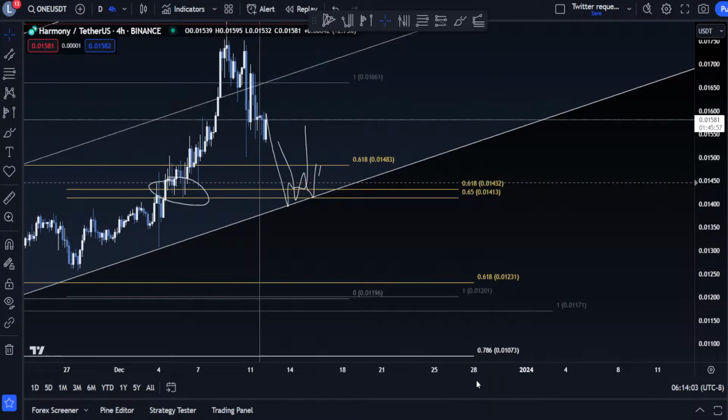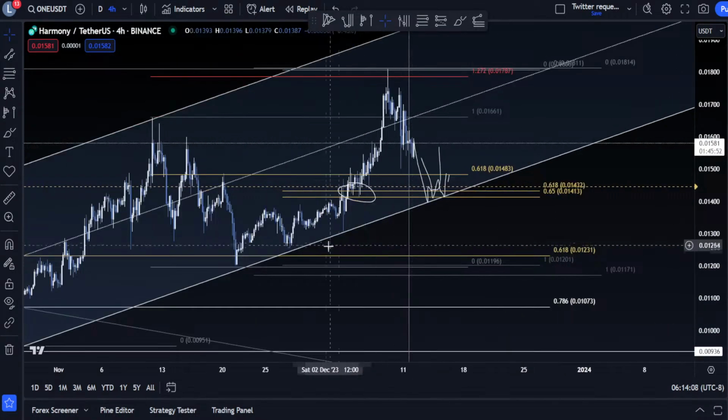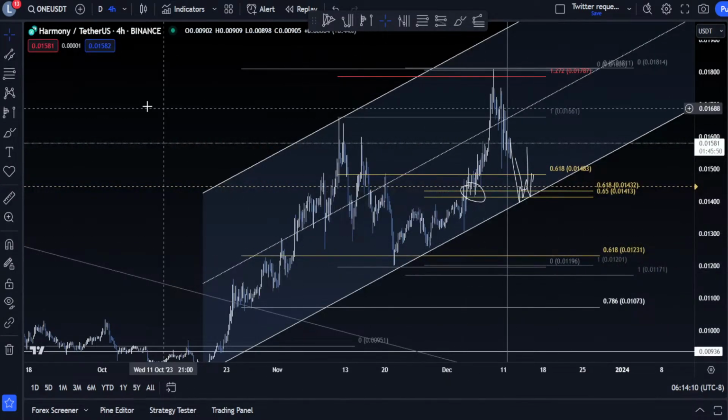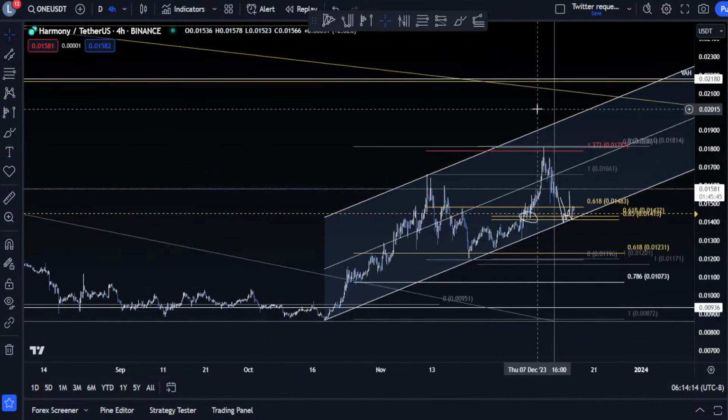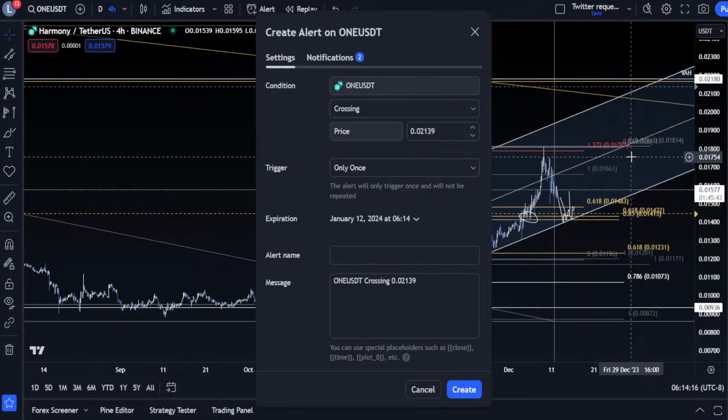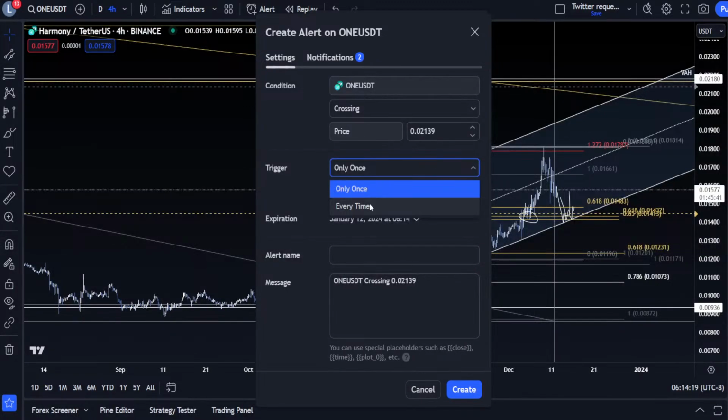But I'm not sure if price comes there. Otherwise, coming back and retesting these lows. Obviously, we can rally from anywhere, but those are the levels I'd be interested in. Then maybe up here towards this value area high.